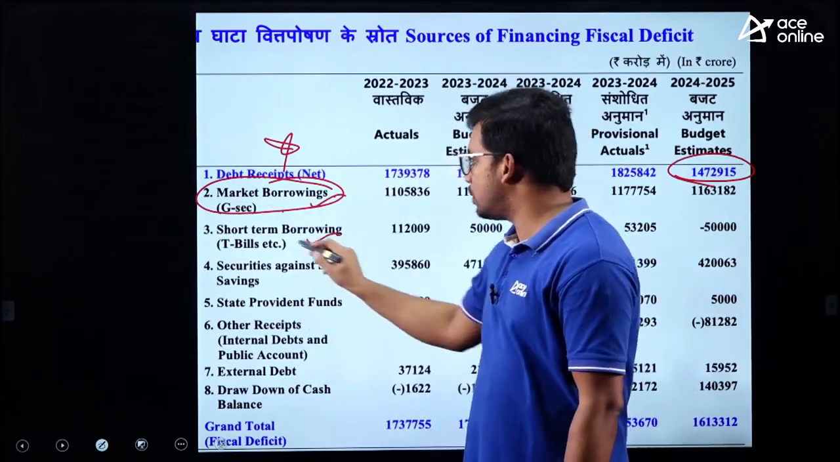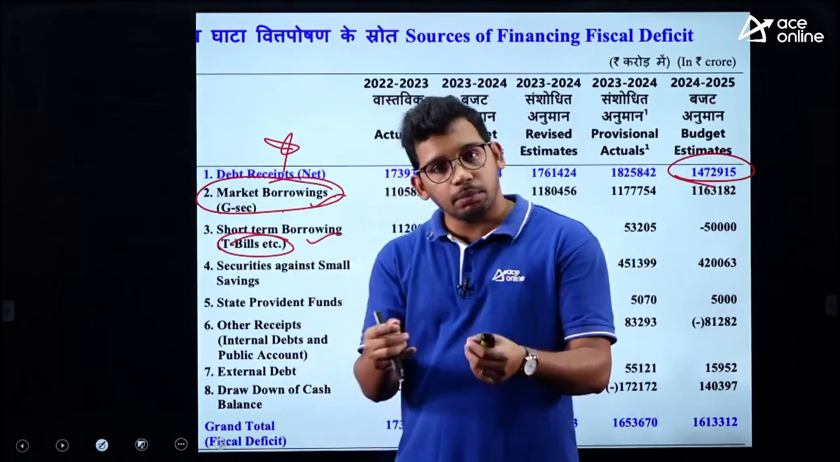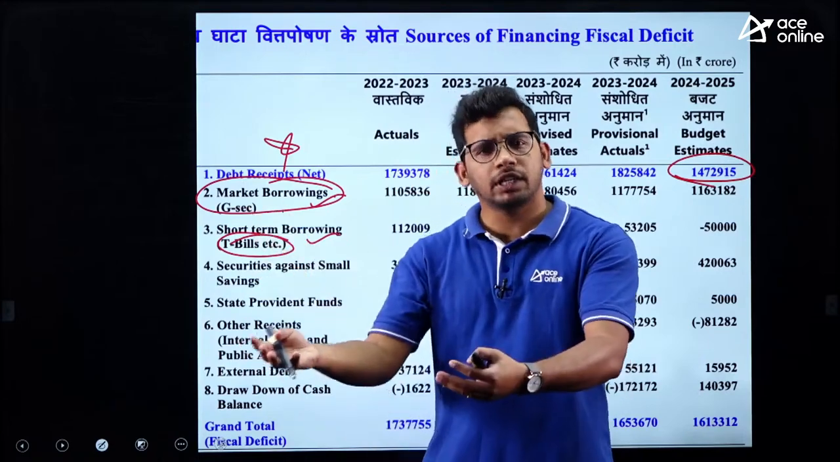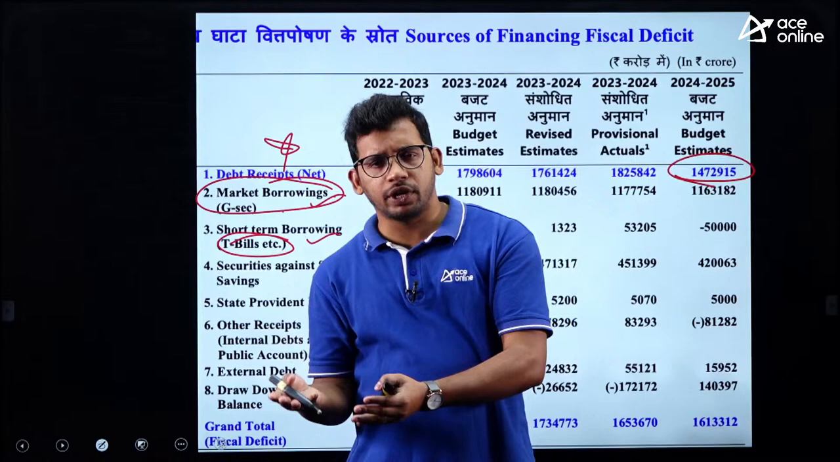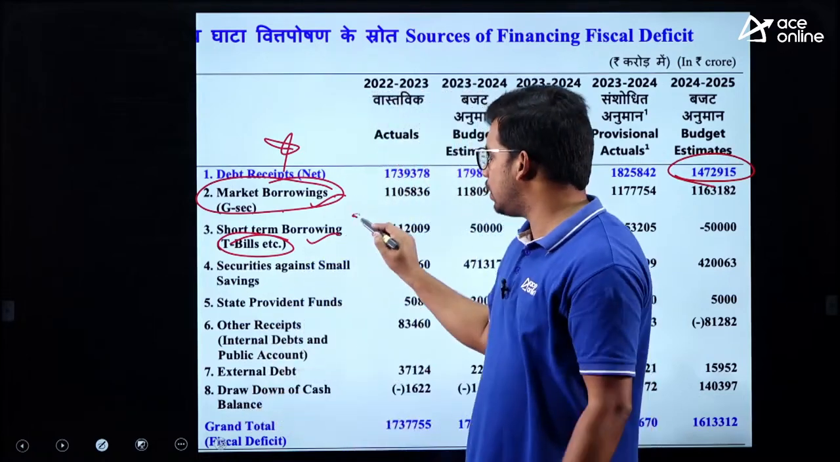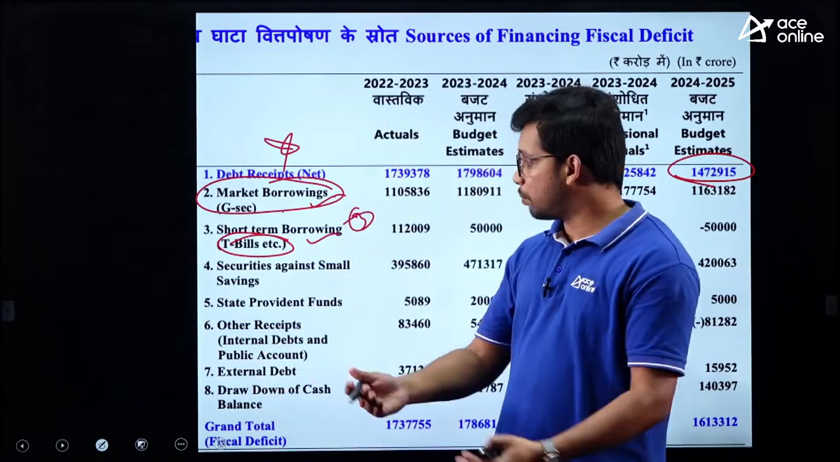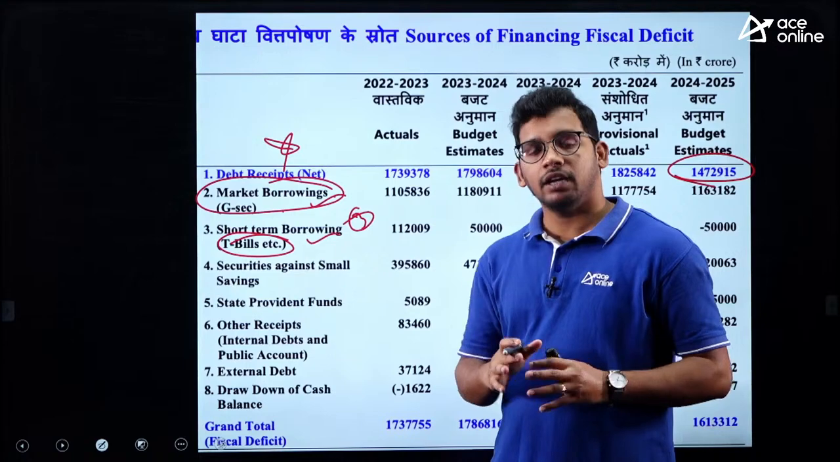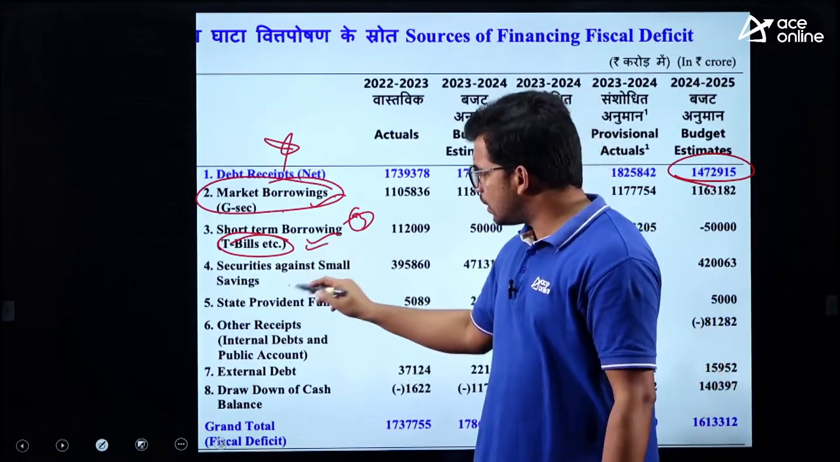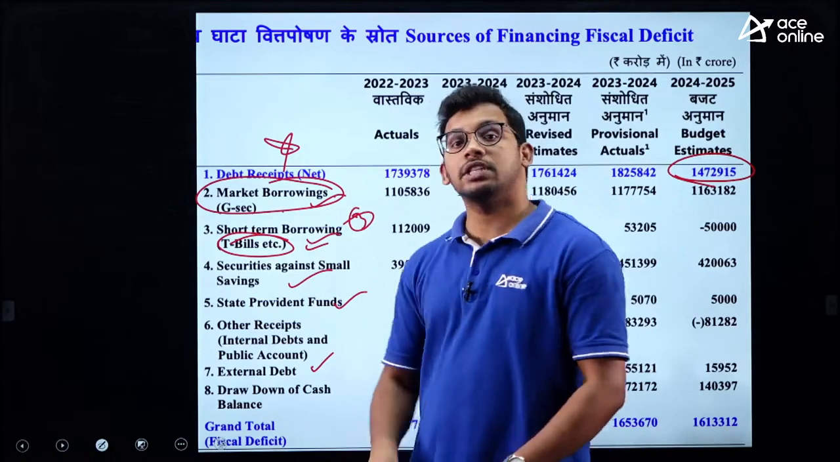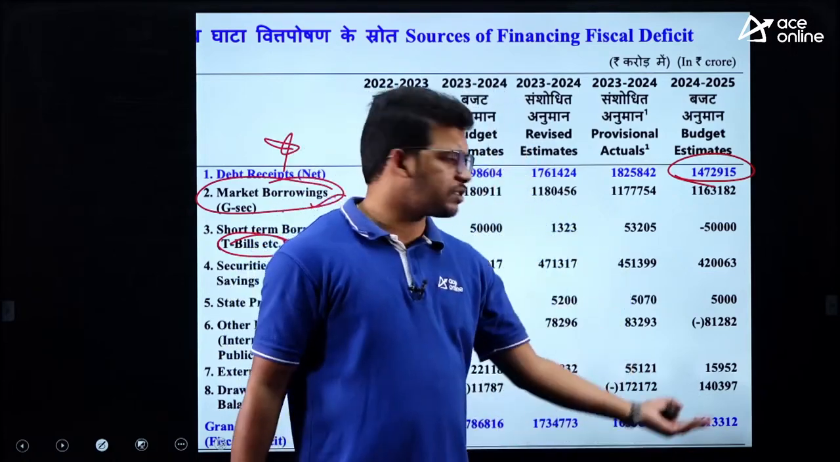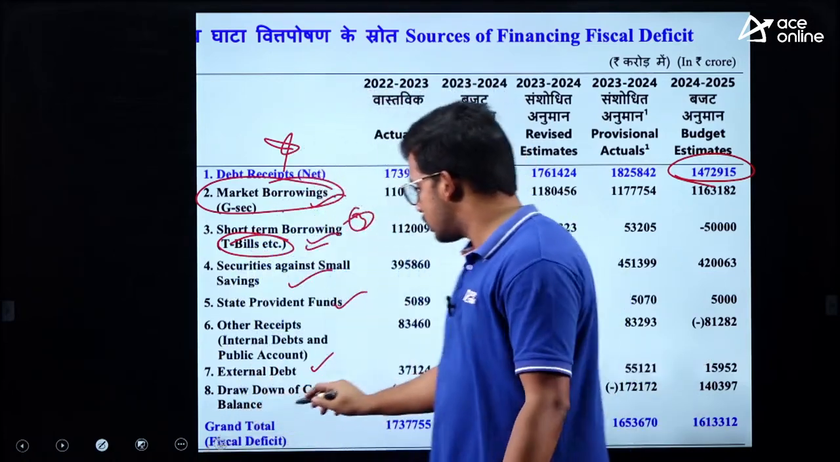Then short term borrowings, that is treasury bills. Treasury bills are like government securities, but the maturity period is less than 1 year: 91 days, 182 days, 364 days. There are 3 such treasury bills where government raises money from the market. Then securities and savings, state provident fund, and external debt, that means loans taken from other countries, that is very small, right. So this is the composition.